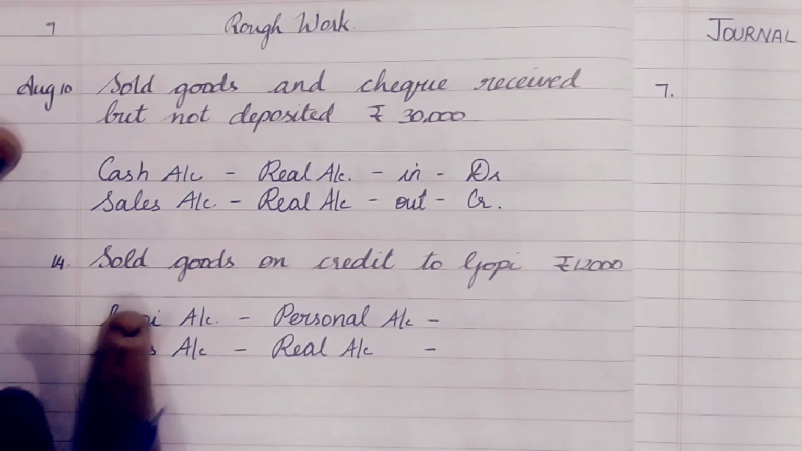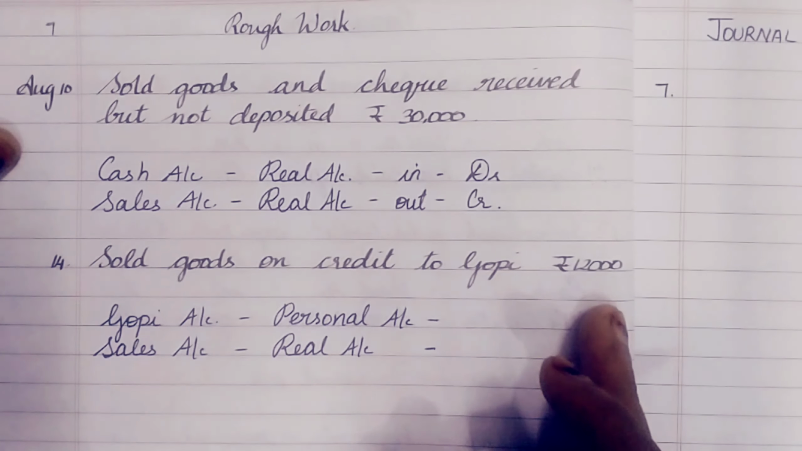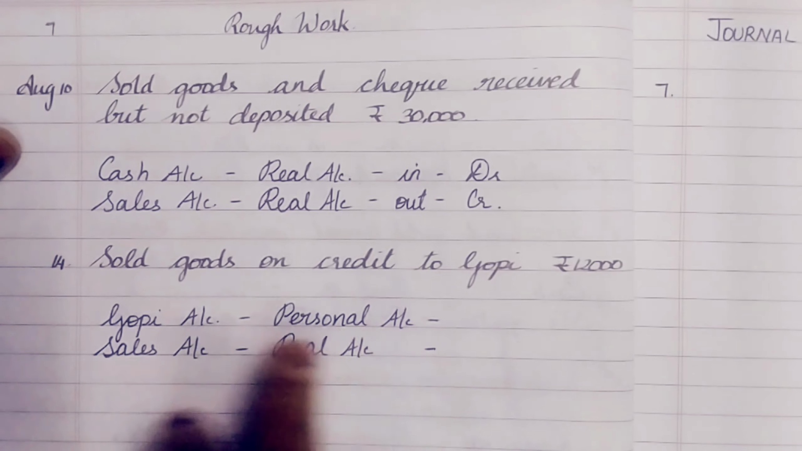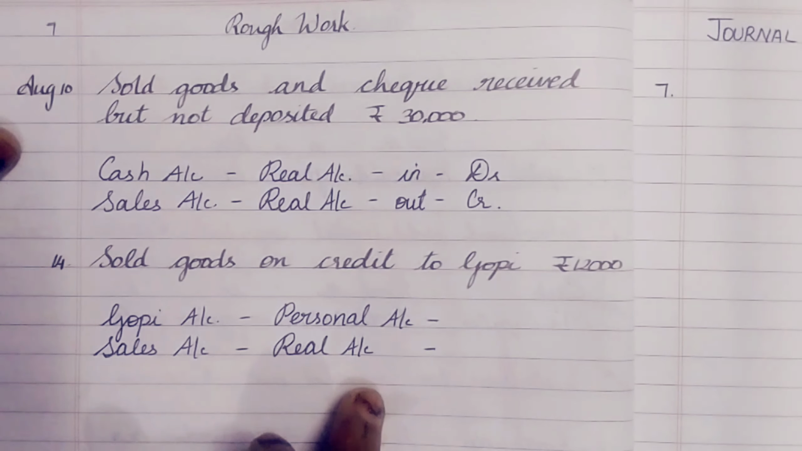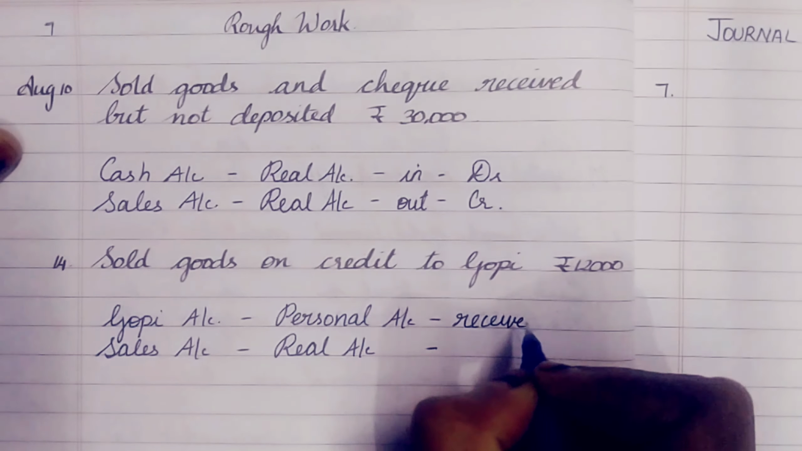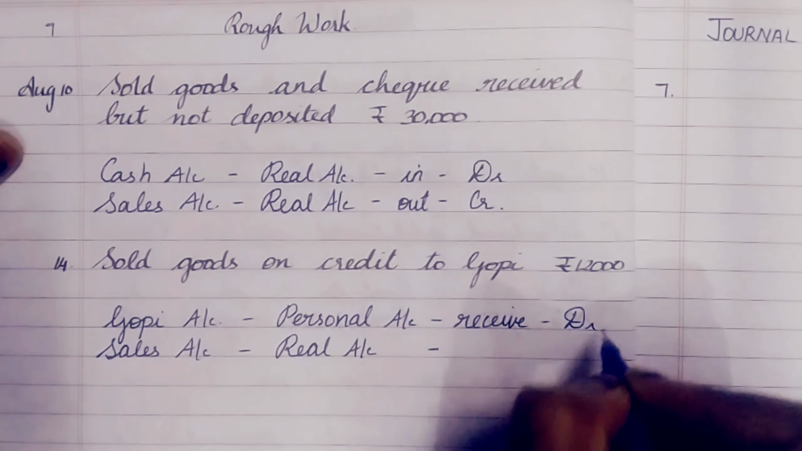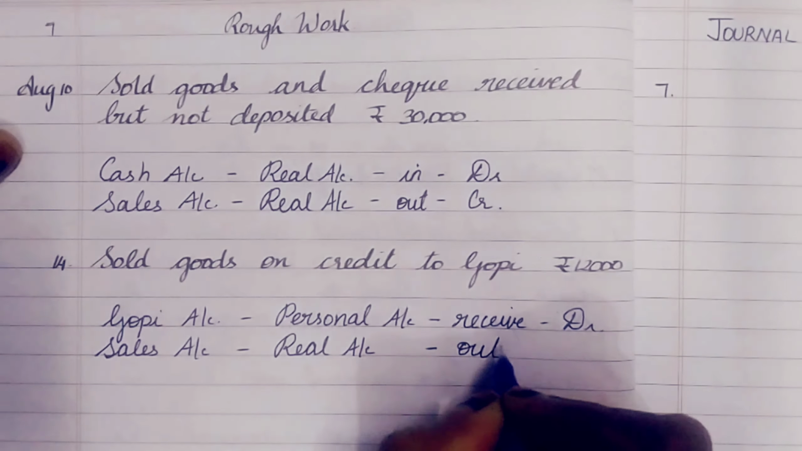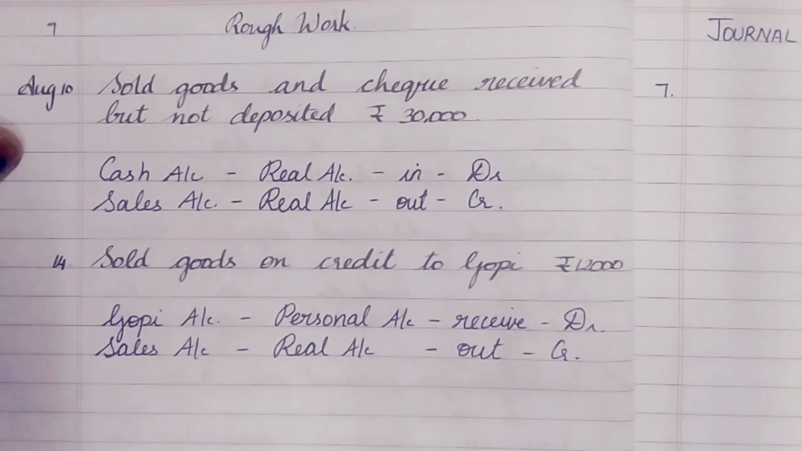So the next transaction: sold goods on credit to Gopi, rupees 12,000. So Gopi account and the sales account are the two accounts involved in this particular transaction. Gopi account is a personal account and sales account is a real account. For a personal account, we are supposed to receive from Gopi, therefore Gopi must be debited. And sales, the goods are going out in a real account, whatever goes out is credited.